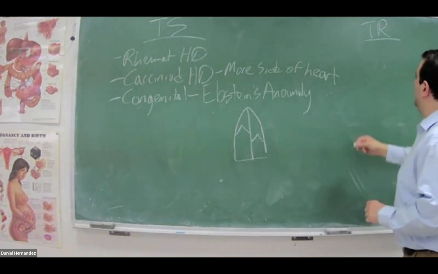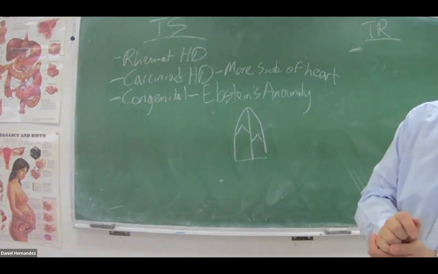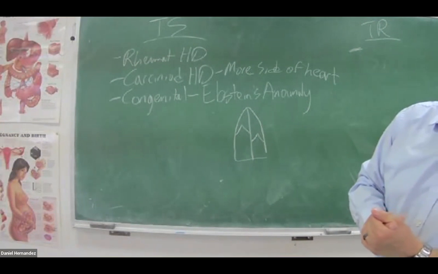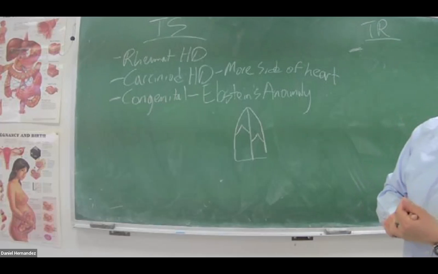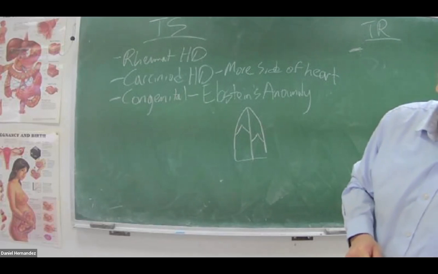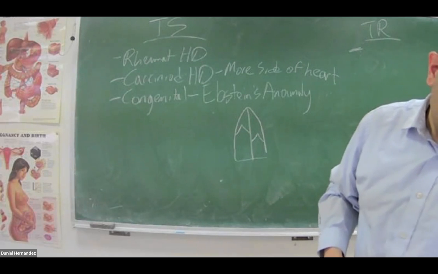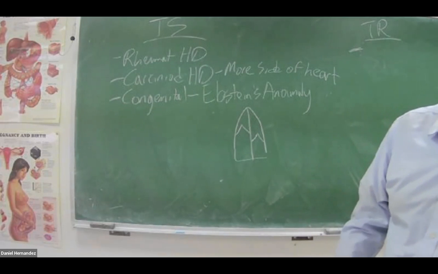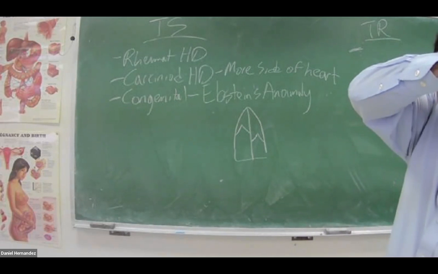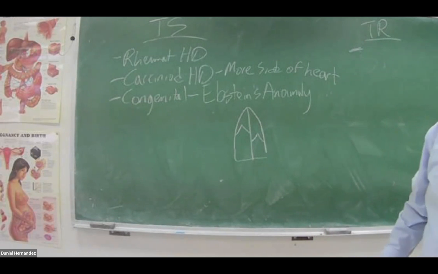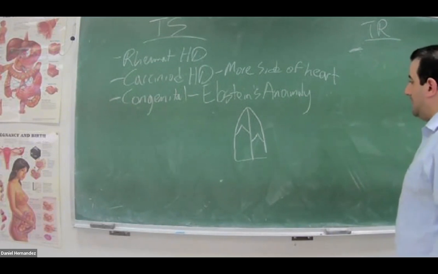Tricuspid regurge causes. So the most common cause is going to be degeneration of the tricuspid valve due to myxomatous disease. That's the most common cause of primary tricuspid regurge. Just remember, it's common for most people to have a little bit. Same thing with mitral regurge.